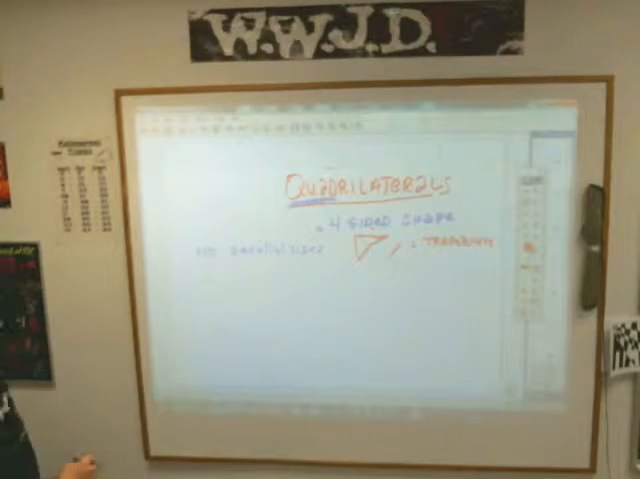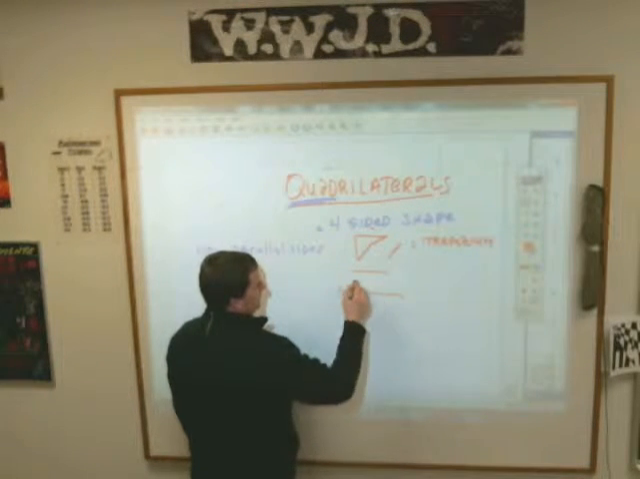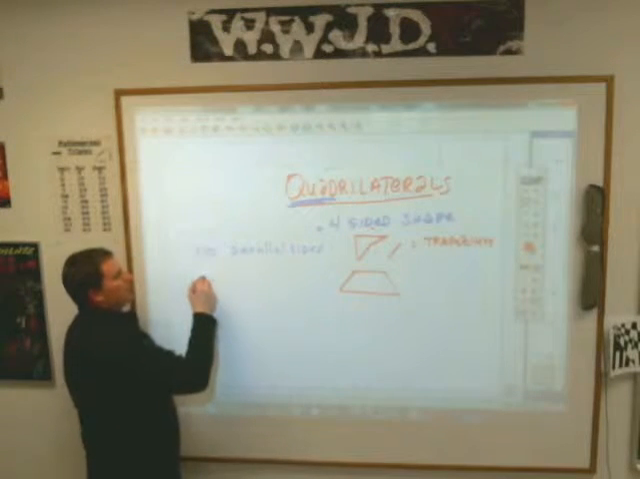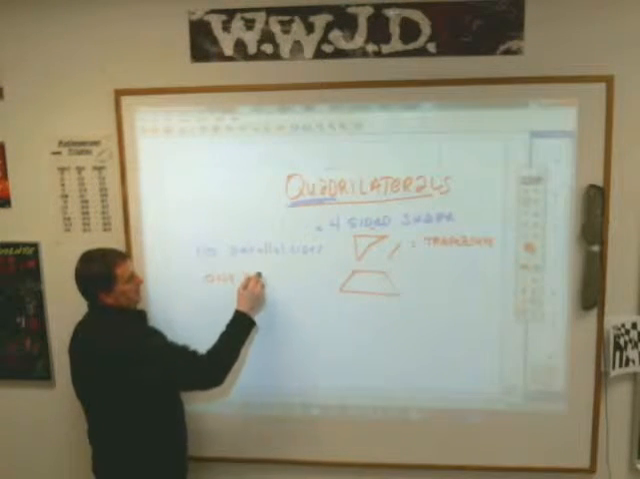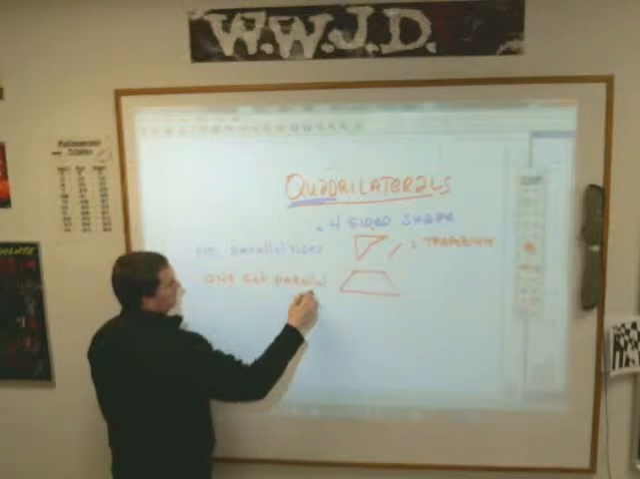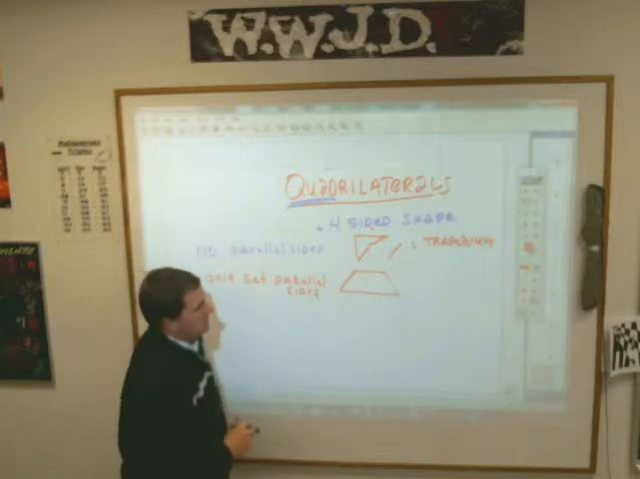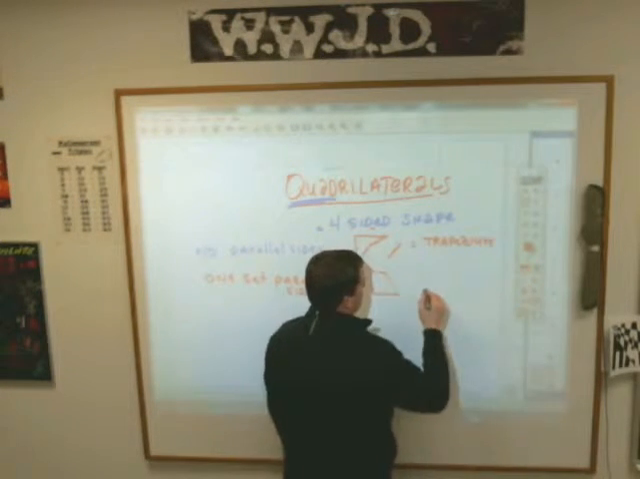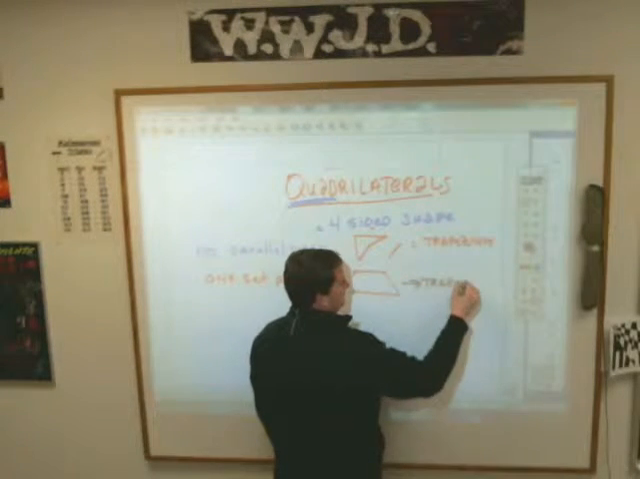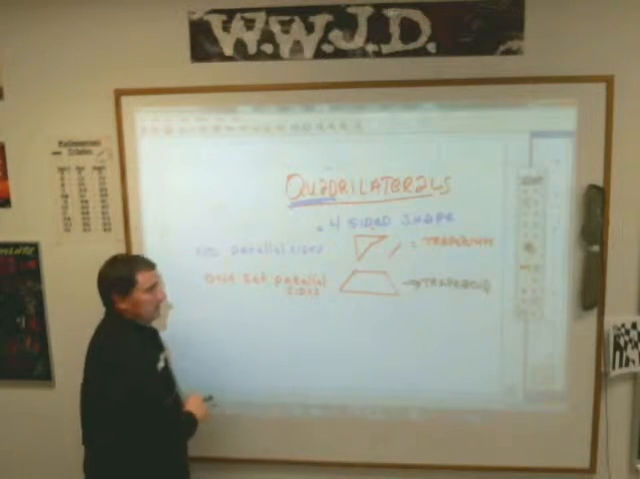Now one that does have two parallel sides, which means, let's say these two sides were parallel, okay, or one set of parallel sides would be what, everybody? One set of parallel sides is, DJ? It is a trapezoid. Trapezoid.